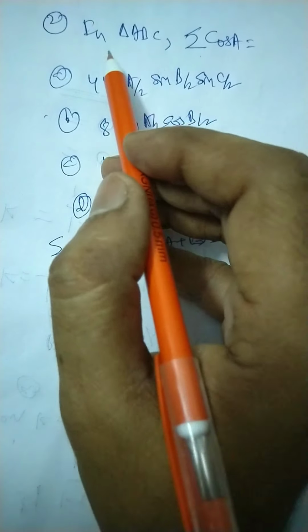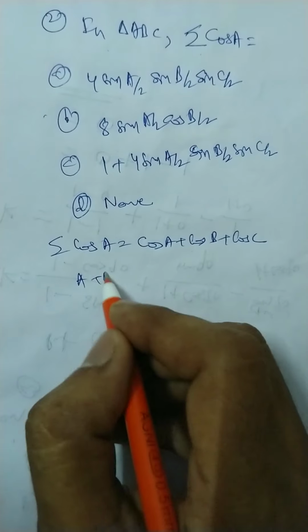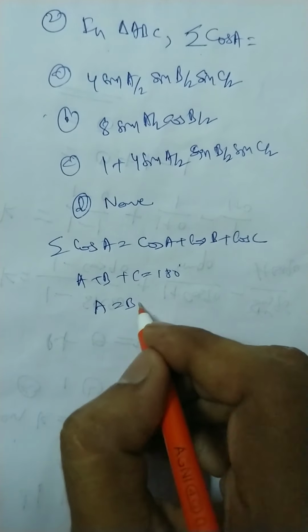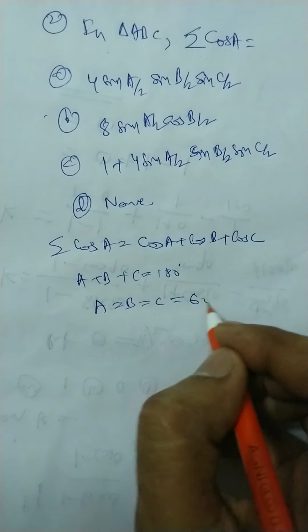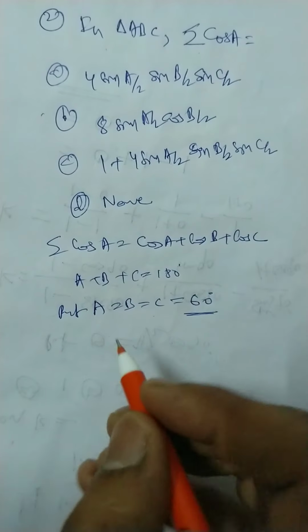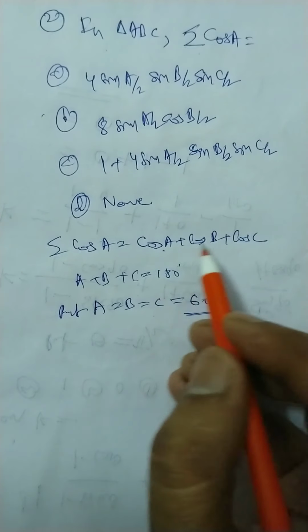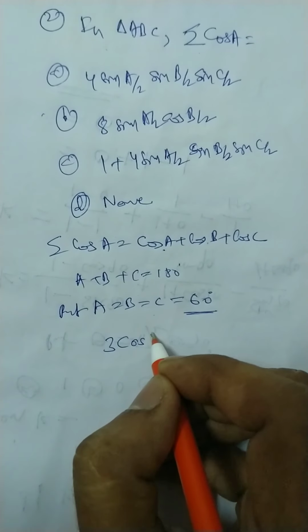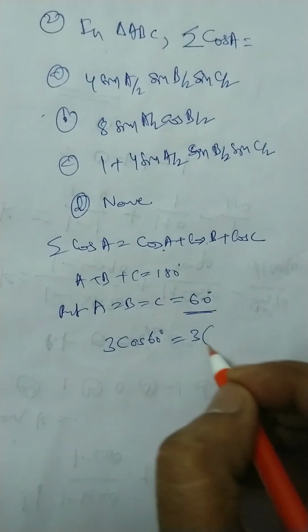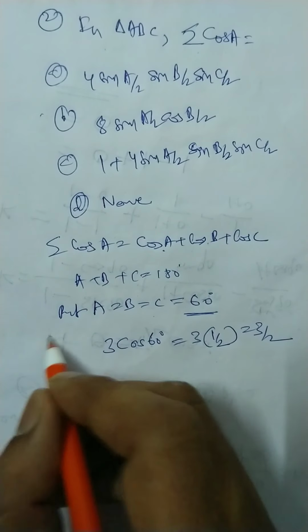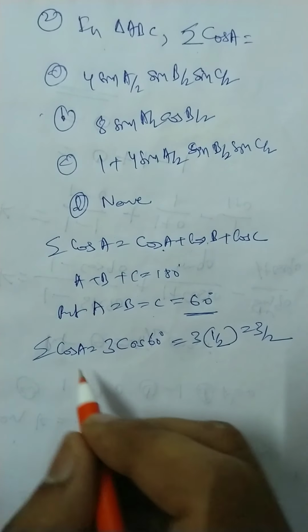So you have been given a triangle ABC. That means the sum of the angles is equal to 180 degrees. As we have just said, substitute A equal to B equal to C equal to 60 degrees to get the solution. So we get cos 60 plus cos 60 plus cos 60. The sum will be 3 cos 60 degrees, and you know that the value of cos 60 is 1 by 2. So the answer is 3 by 2.